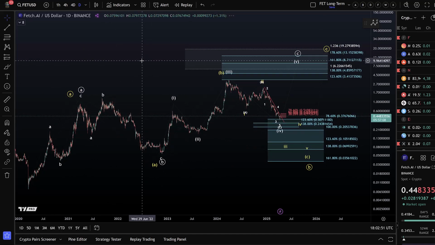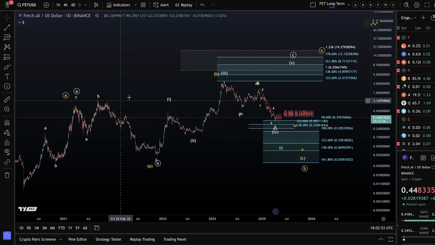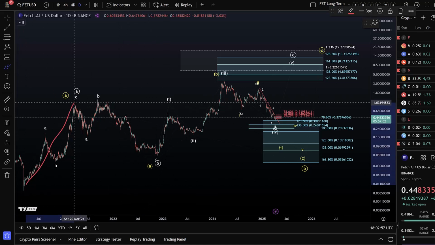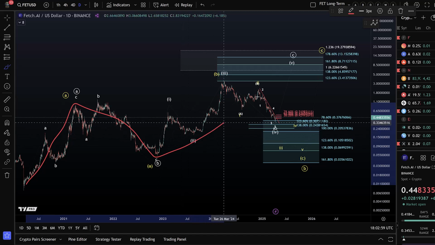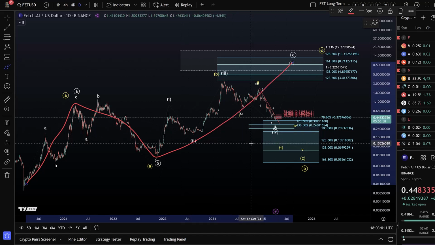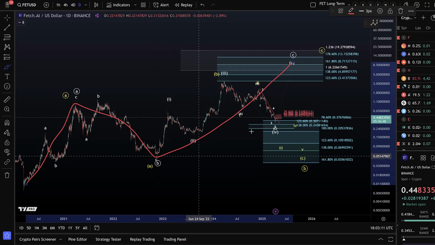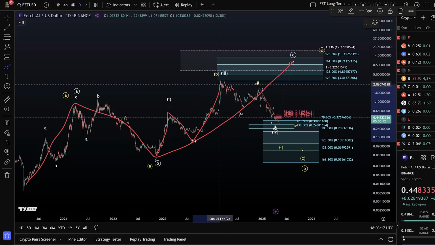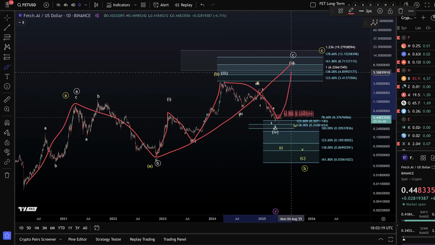We're taking a look at the FET long-term chart here today, and what we're tracking on this chart is a large A, B, C structure to the upside in the bullish scenario. This is definitely getting seriously challenged, to be honest, because in this scenario we are now in the C wave. Yes, we completed waves 1, 2 and 3, but waves 4 and 5 are still outstanding.